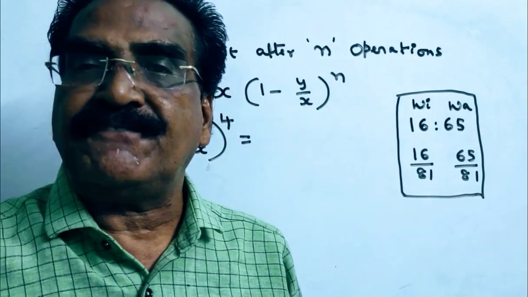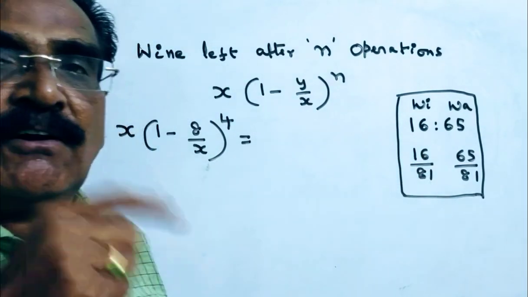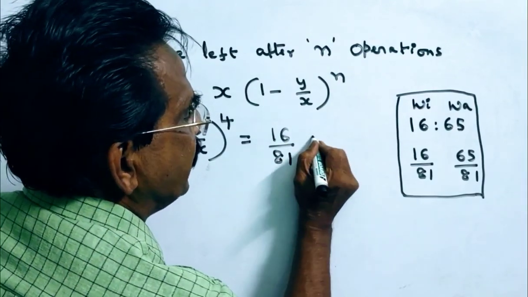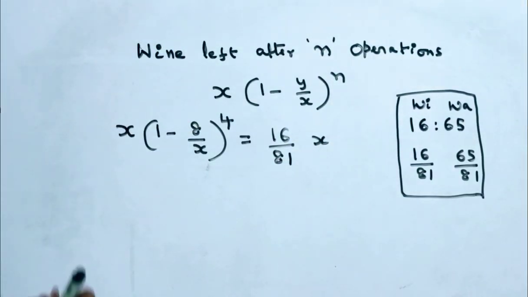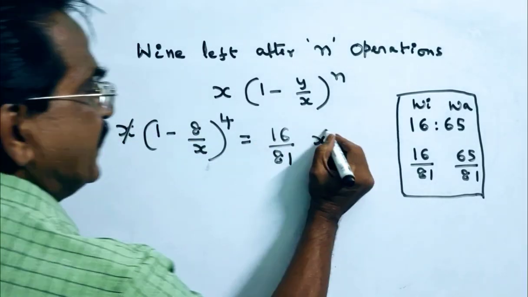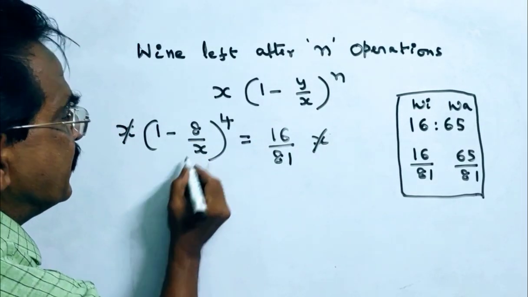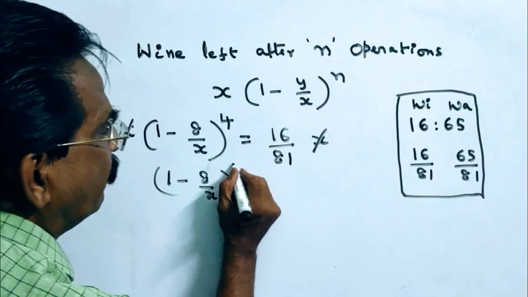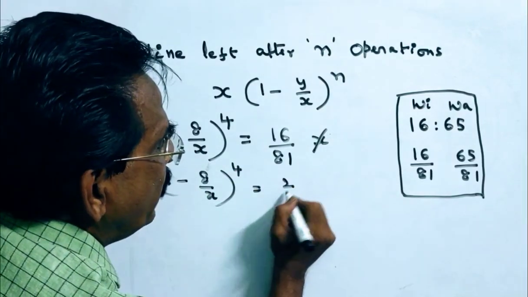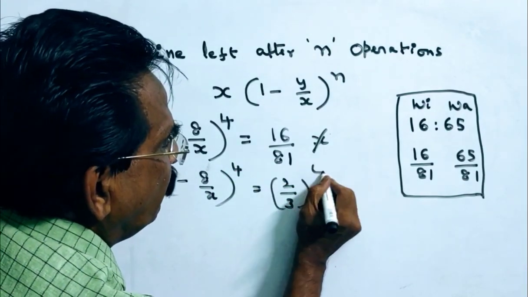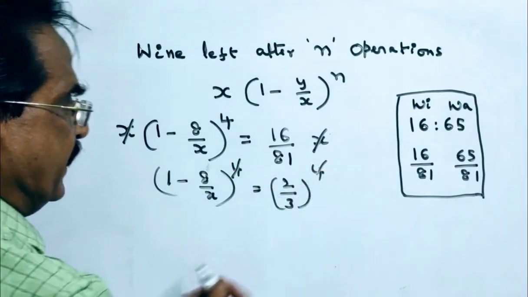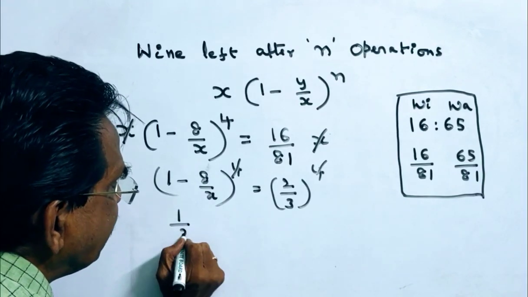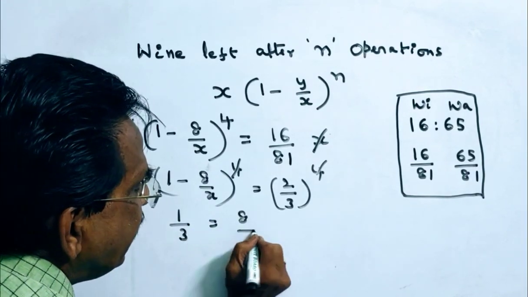After this, wine left is 16 by 81 of the initial quantity. That is x. So friends, now x gets cancelled. (1 minus 8 by x) whole power 4 is equal to (2 by 3) whole power 4. So the power gets cancelled. So 1 minus 2 by 3, that is 1 by 3, is equal to 8 by x.